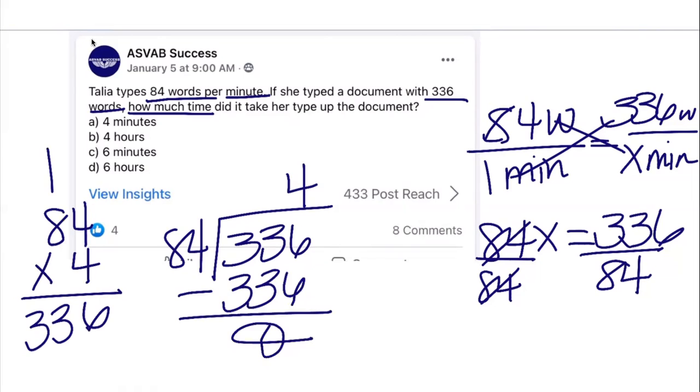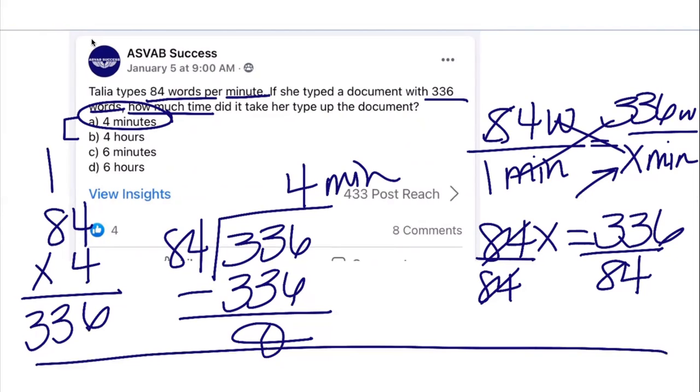Okay, so now we go to our answers and we have two answer choices with 4. We have 4 minutes and 4 hours. So to make sure I don't confuse you here, what we want to do is go back and remember what we're looking for. We're looking for minutes, which means this stands for 4 minutes, making our answer A, okay? So I just wanted to point that out because sometimes when we're in a hurry, we might miss that and accidentally put the wrong answer, even though we did all the math correctly, okay? So make sure that you're paying attention to stuff like that.